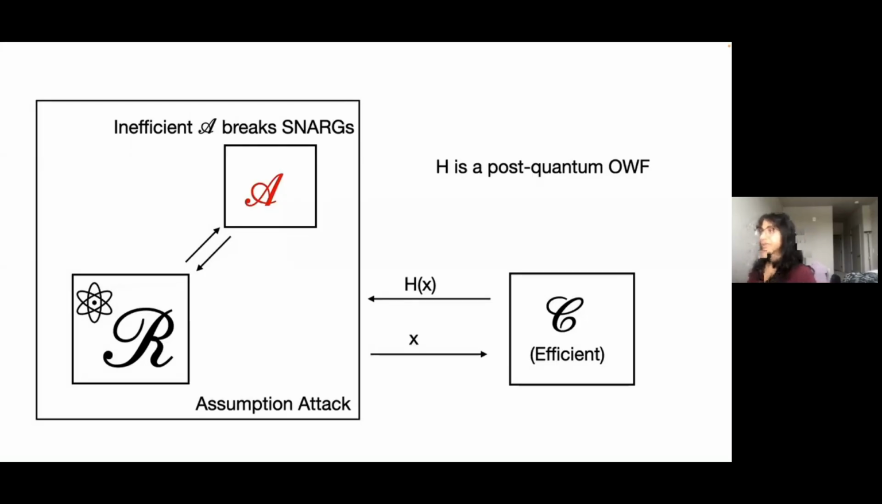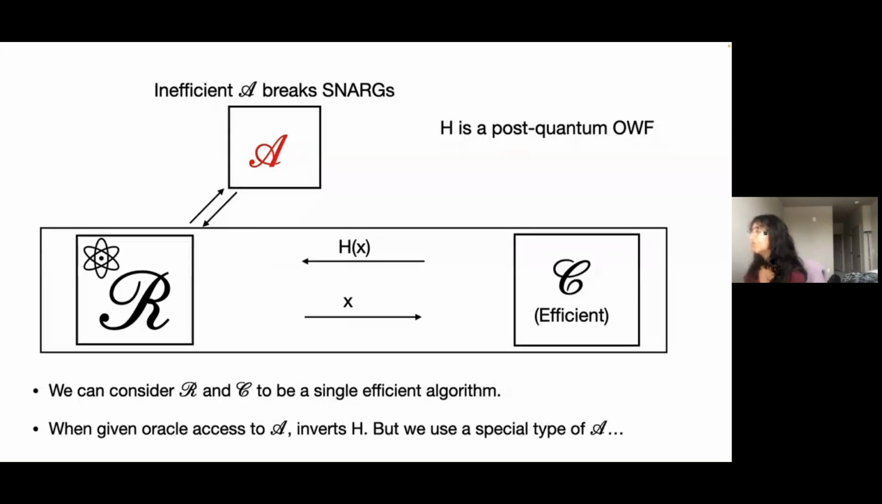you have. Say H is a post-quantum one-way function, and its goal is to invert the one-way function. Then the challenger is going to send over H of X, and the reduction, given access to this inefficient adversary oracle, is going to be able to invert this one-way function pretty easily. Another way to view this is that we can consider the reduction and the challenger to be a single efficient algorithm. And then the inefficient adversary is like the oracle that this entire joint efficient algorithm uses.